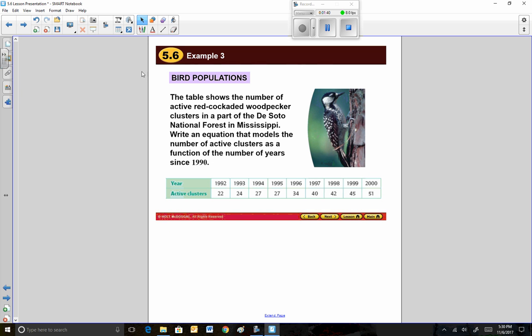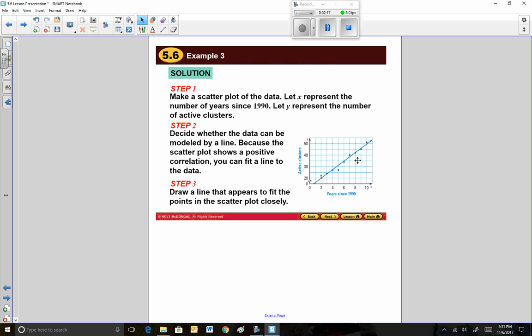All right, let's take a look at example 3 here. The table shows the number of active red-cockaded woodpecker clusters in a part of the DeSoto National Forest in Mississippi. I can't pronounce that, I'm so sorry. Write an equation that models the number of active clusters as a function of the number of years. So this would be year 0, since 1990, then year 2, 22; 3, 24; 4, 27; 5, 27; 6, 34, and so on. We plot them onto a graph, and voila, this is what it looks like.